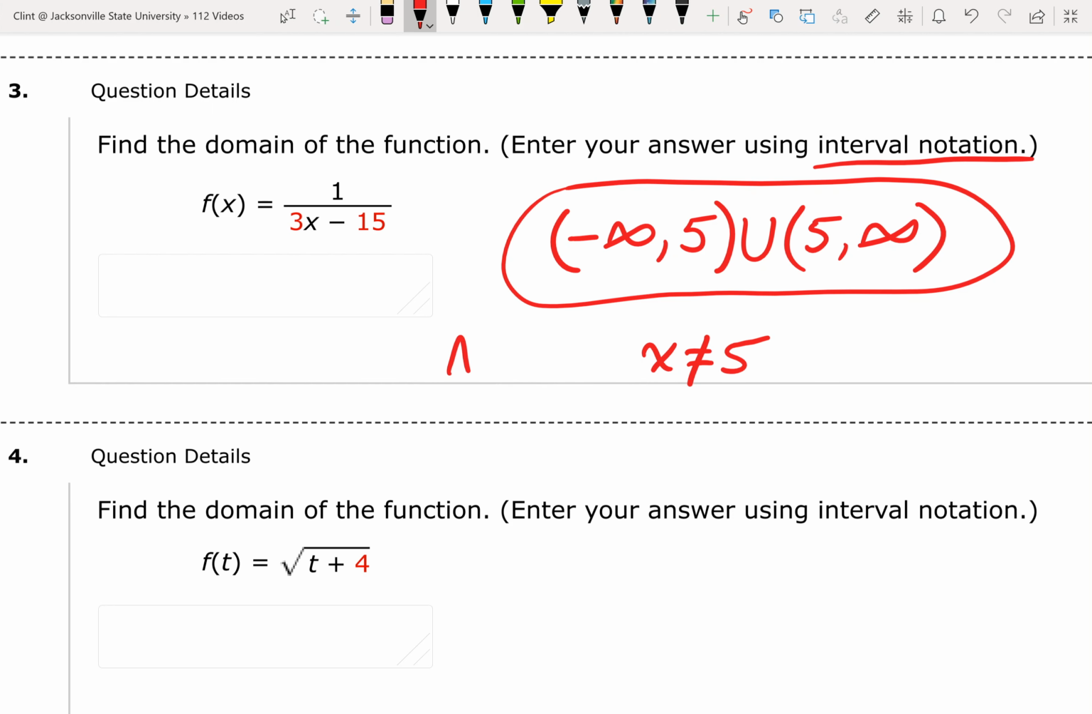In words, or a mix of words and math notation, we would say all x's except x equals 5. We wanted interval notation, so that's what we get there. So we just want to make sure the bottom of a fraction is not 0.